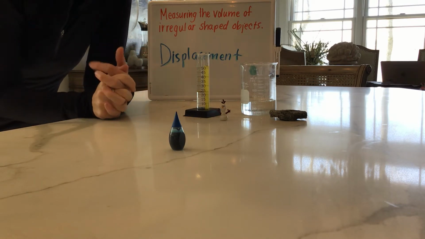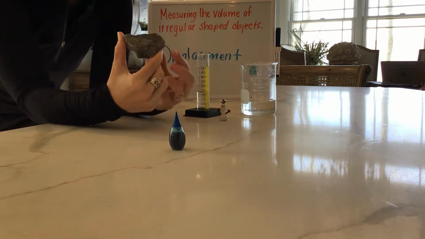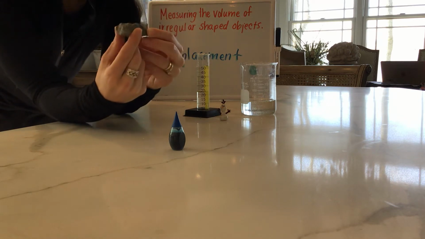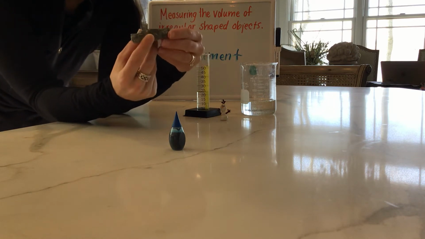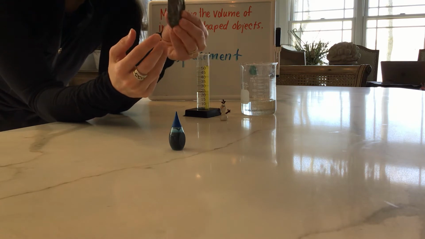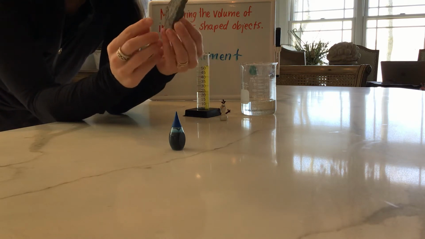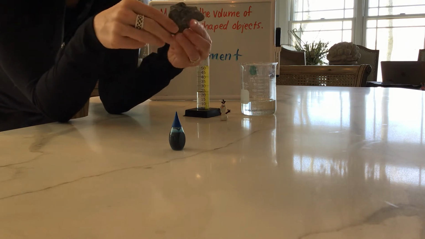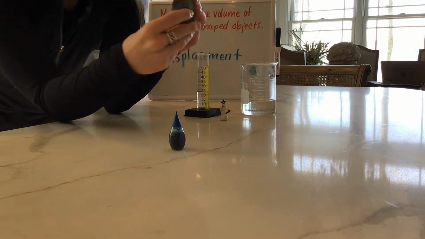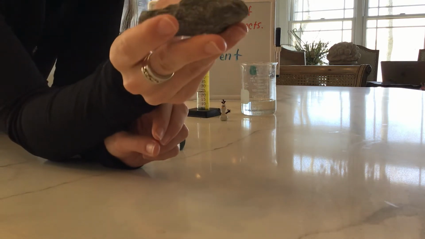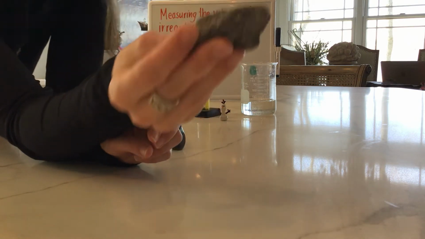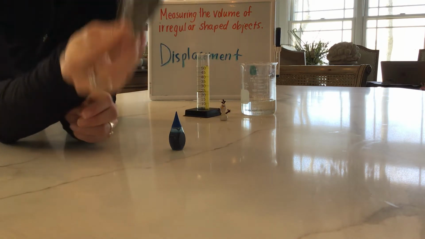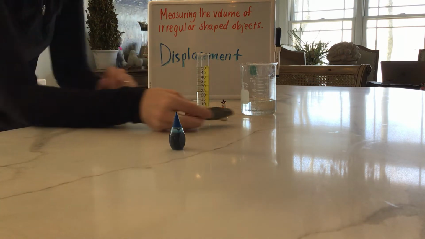Now, there are times when we get an object, like this rock here. This rock is an irregular shaped object, meaning it's not going to be easy for me to tell how much space it takes up, because I can't just take out my ruler and measure the length and the width. It has all of these different bumps and all the sides are different. It's shaped irregular. So if I wanted to find out how much space this takes up, I would use displacement.